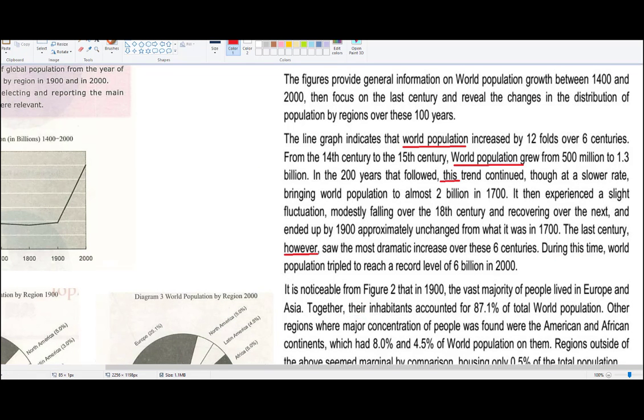Let's move on to vocabulary. Why world is capitalized? I don't know, but okay. The line graph indicates that the world population increased by 12 folds. Increased 12-fold, not by 12 folds. Here we should have the world population. This trend continued, bringing the world population.